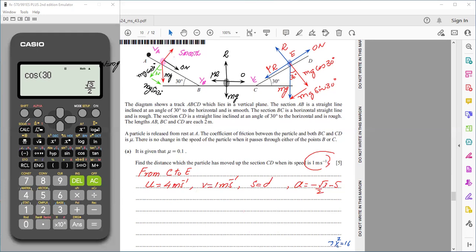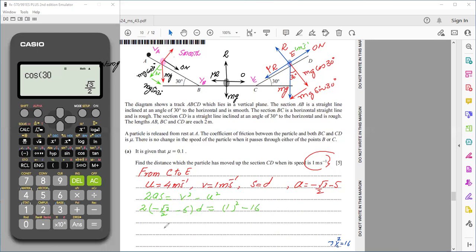You have to use the equation. Which equation? The one which involves u, v, s, and a. Again, the same equation: 2as is equal to v squared minus u squared. The value of a is minus root 3 by 2 minus 5. The value of s is unknown; suppose that value is equal to d. v squared is 1, because at this point its velocity is 1 meter per second, and minus u squared is already 16.